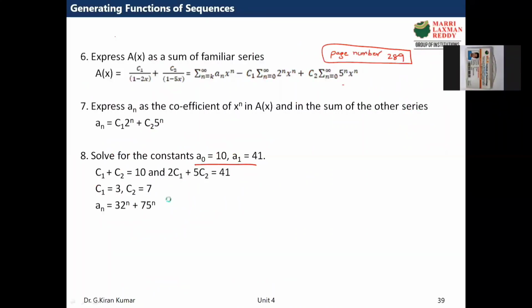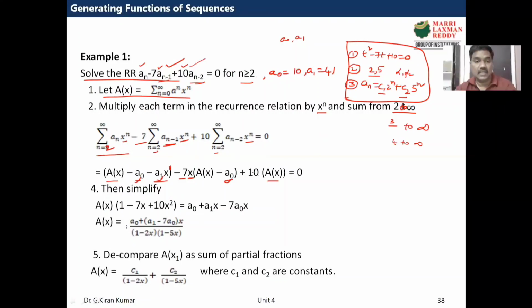See, sir, x square is missing, sorry. You are right, 10 x square, I did not see this. 10 x square into a of x equal to 0. Okay, fine. Then here of course a little bit of mess is here. What you have to do is simplify this.